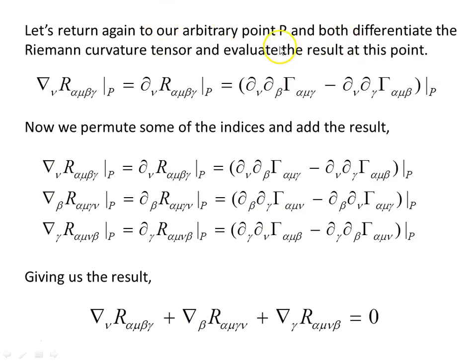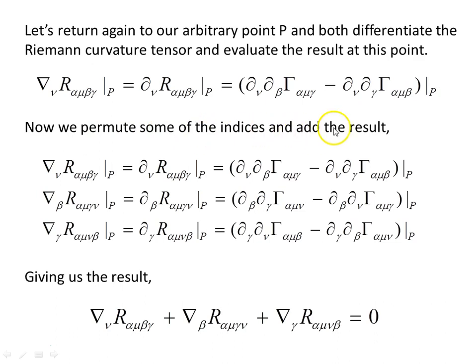Alright, let's return again to our arbitrary point P and both differentiate the Riemann curvature tensor and evaluate the result at this point. So the covariant derivative at this point P, the affine connection terms that are standing alone, that are multiplied together that we saw earlier, disappear, they go to zero, and we're just left with the partial derivatives of the affine connection. And if we take the partial derivative then, because we're at a fixed point P, and locally to that point P, the manifold will appear flat. It will appear flat in a Euclidean sense. So just infinitesimally close to the point P, this partial derivative here is equal to this object here. The two terms at the end where the affine connections are multiplied together will disappear.